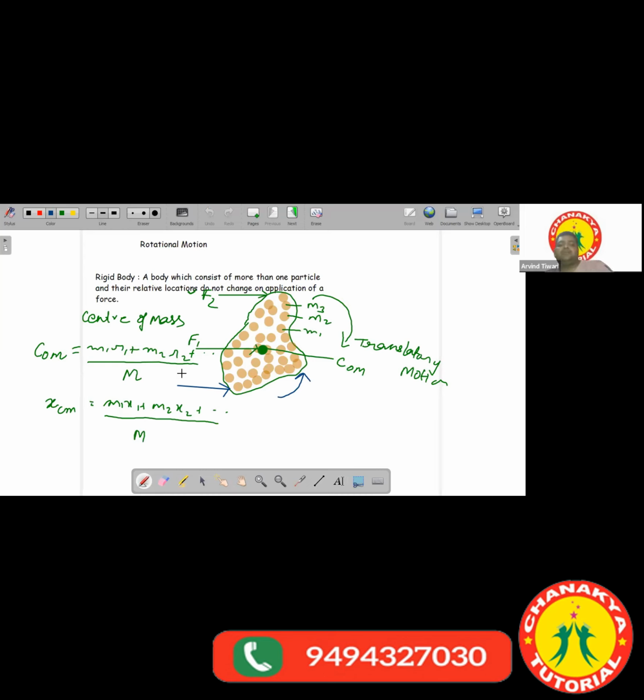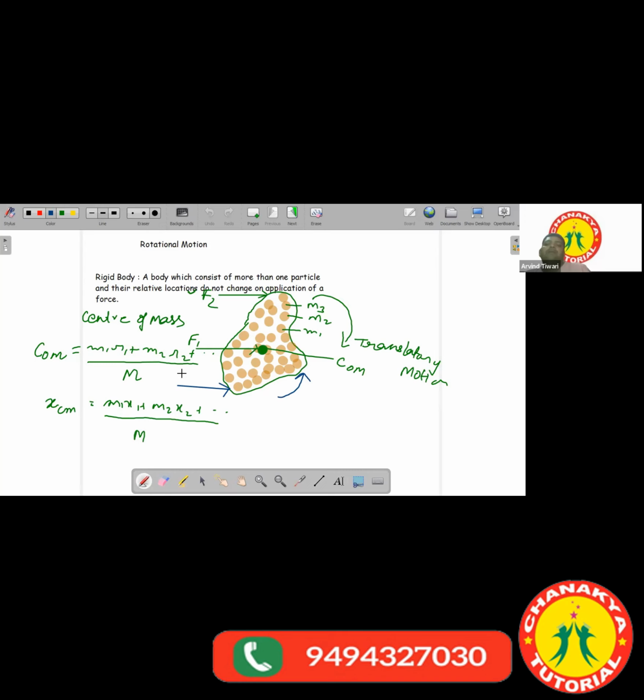So a rigid body means a body which consists of more than one particle and the relative locations do not change on application of a force. So if you apply a force anywhere, it should not get deformed. Its shape should not change. Such a body we call a rigid body.